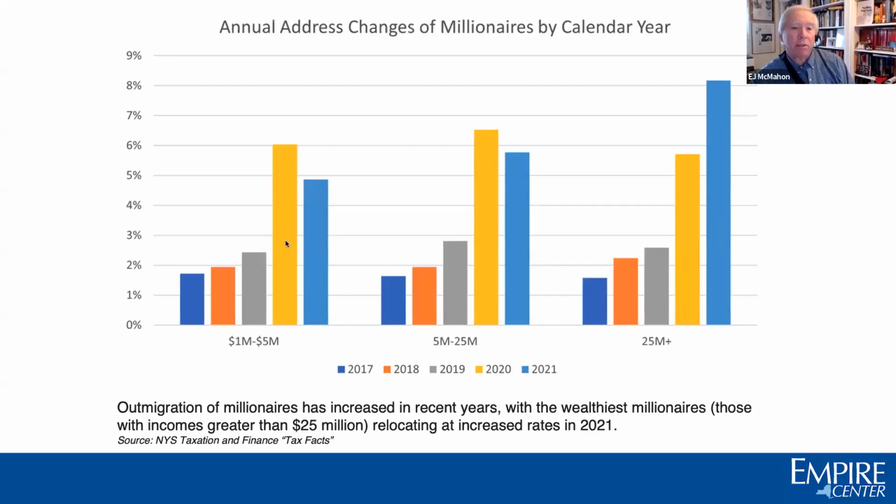You have a very sharp increase of people moving in 2020. A further increase in 2021, which is lower than 2020, for instance, in the 1 to 5 million category, but still a lot higher than the prior years. This is really striking. When you've got this many people making $25 million or more, and less than 2% of them were moving in 2017 and still barely 2%, a little over 2% in 2019, it's all the way up to just over 8% of them changed their address in 2021.